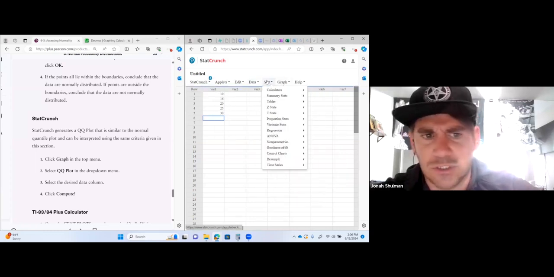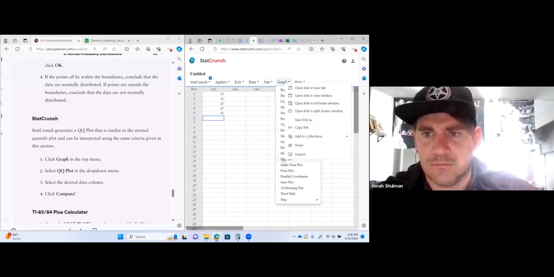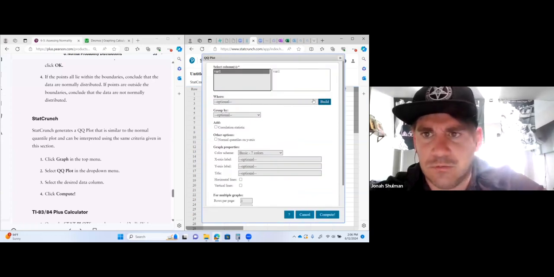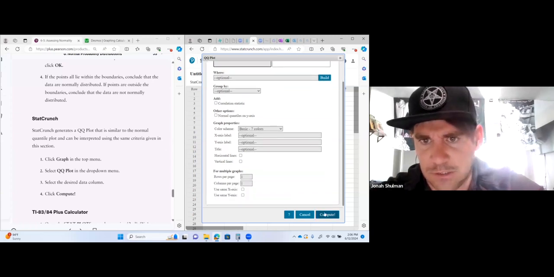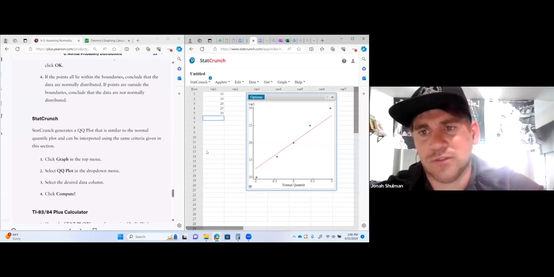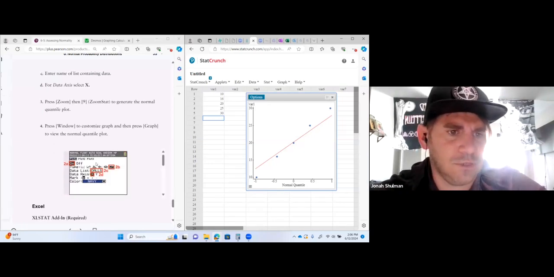So let's do this QQ plot. Here's our QQ plot. All right. We have our first variable. I'm going to put that in. Select the desired data column and then just click compute. That's it. That's kind of wild. Here it is. Oh, that was so nice. That was fast. I like it. Does it do it on Excel?